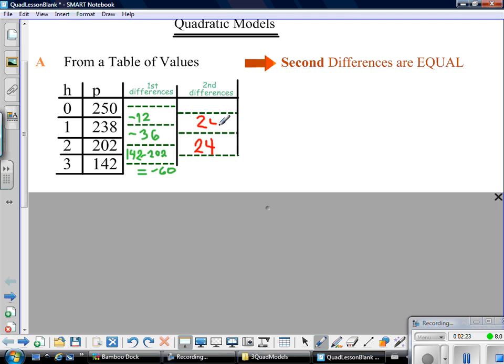Now, I didn't make the table of values as large this time. I would have preferred to have a few more numbers in my second differences in order to make a better indication for sure that the second differences are equal. But when I do that, you can see that they are the same. So you have to do first and second differences in order to prove that they're the same.